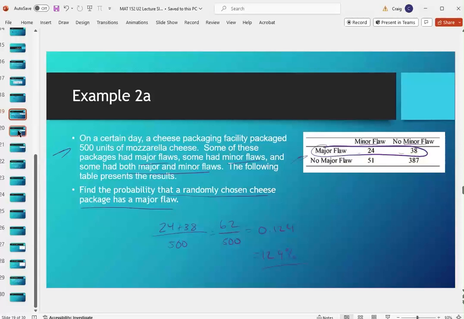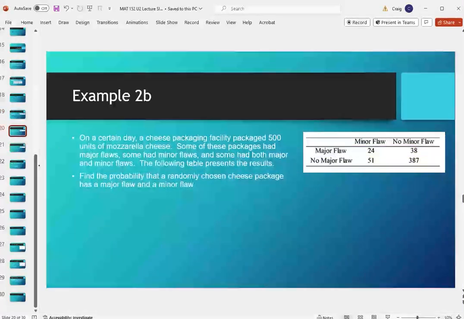Okay, so let's look at the next part of this. Let's find the probability that a randomly chosen cheese package has a major flaw and a minor flaw. Well, if we want to know about both, that's on the table for us. Minor flaw, major flaw: there are 24 of those. 24 out of the total of 500. If you divide that, you get 0.048 or 4.8%.